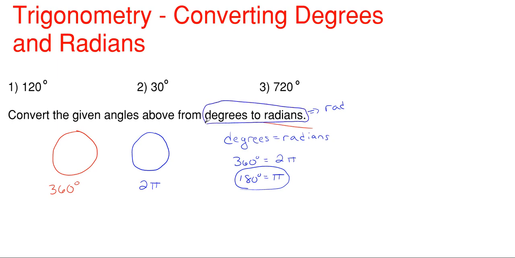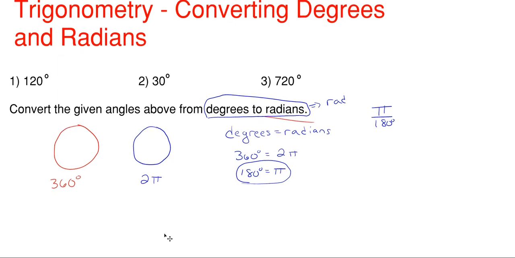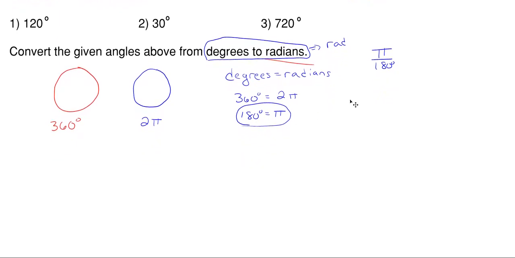Now, if we are going from degrees to radians, we would use this relationship of pi over 180 degrees. If you're going from radians to degrees, you would flip this, which we do have a video covering. So let's go ahead and determine these three values shown on the screen.